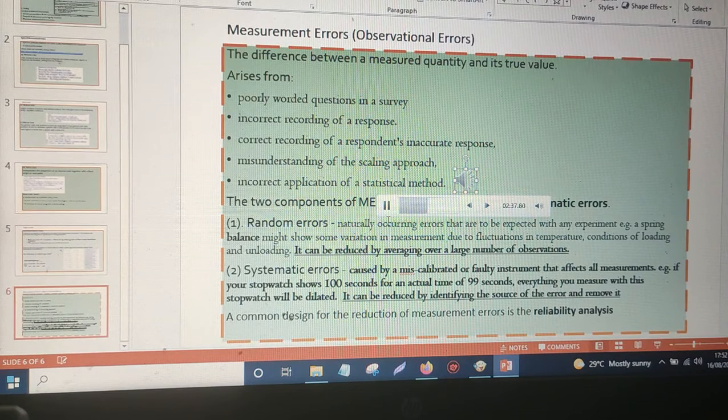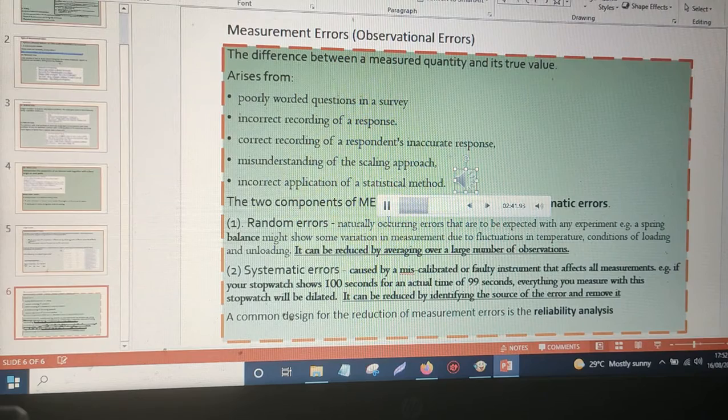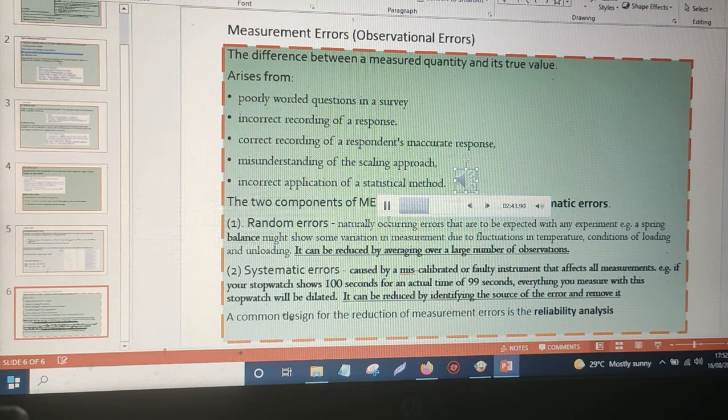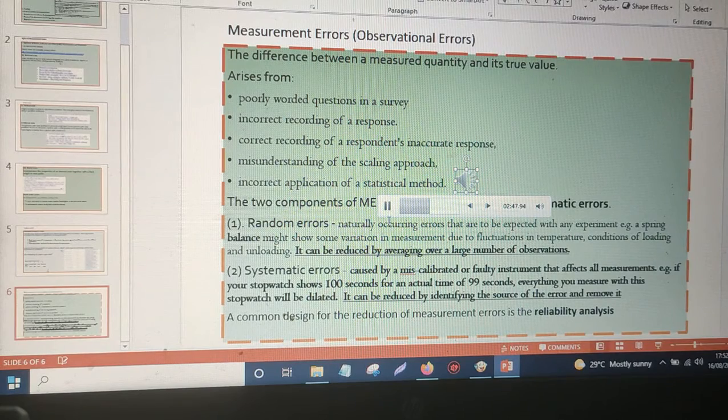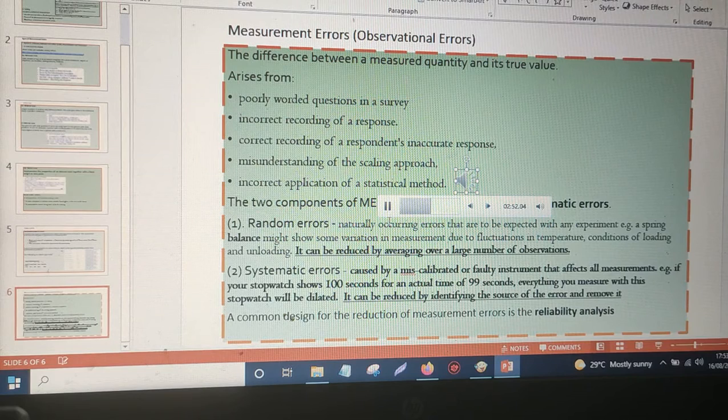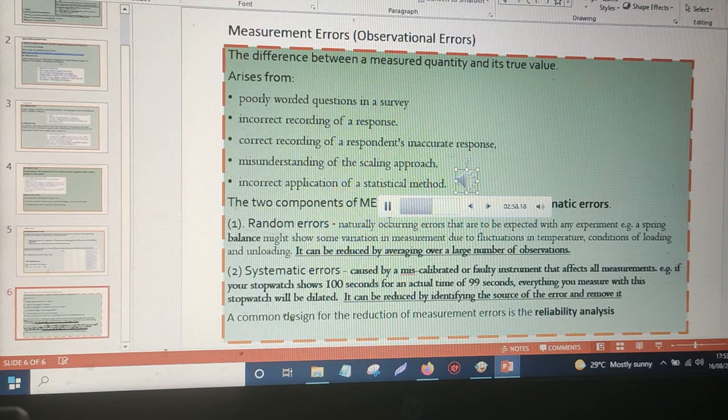Incorrect application of a statistical method. For example, when you use non-parametric statistics when you should have used parametric. So your results are not likely to be correct, and your interpretations will also be wrong. The two components of measurement errors are random errors and systematic errors. You can make random errors. You can also make systematic errors.